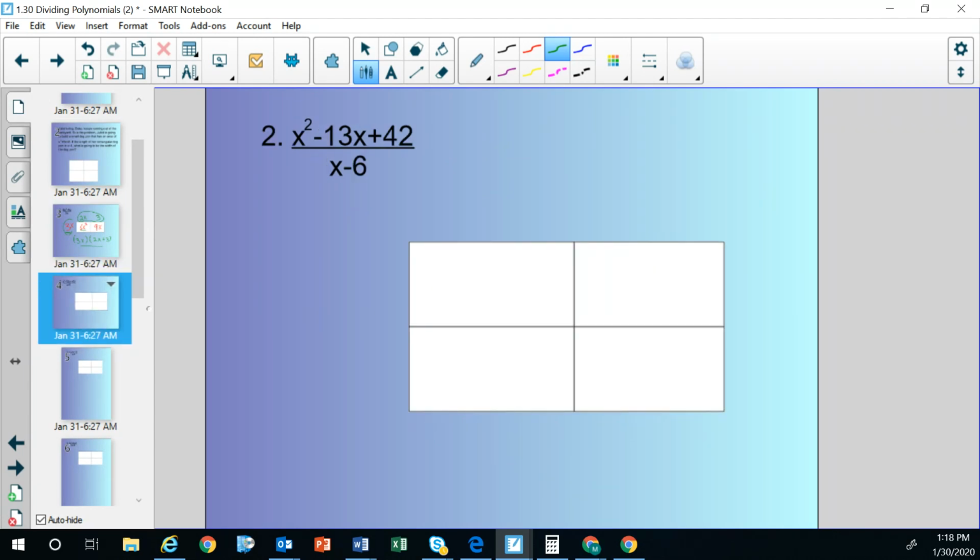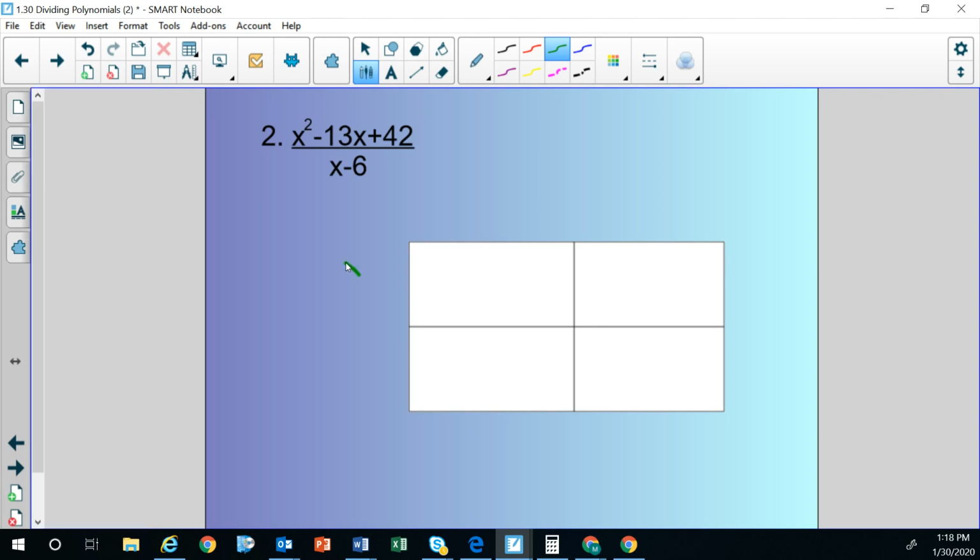Again, I'm going to put the divisor, the x minus 6, on the side. So the x goes here, and my negative 6 goes in the bottom. Now remember, when we multiply, I told you the first box is going to have the first term in the polynomial. So my x squared goes in my first box. And my last term, which is the 42, goes in the last box. All right, so that's how you set it up.